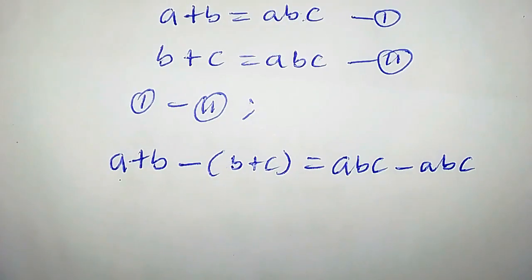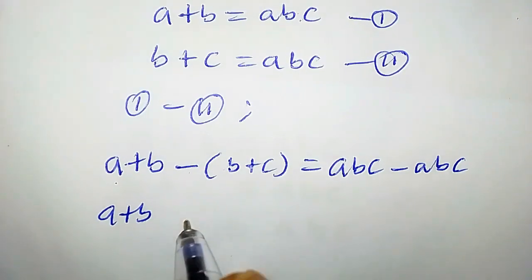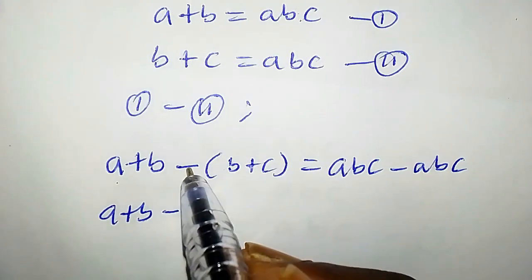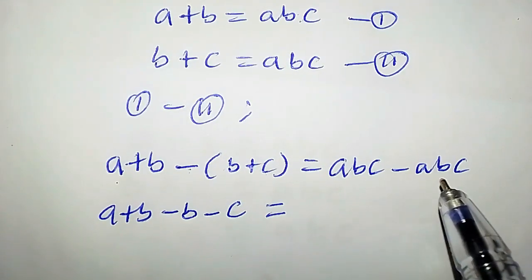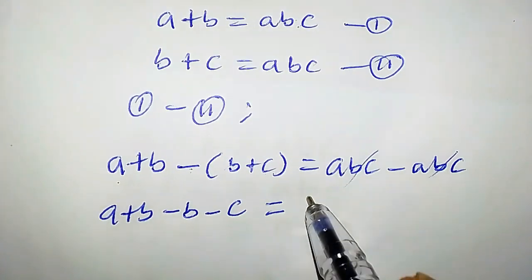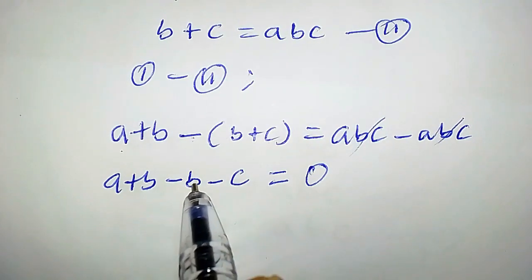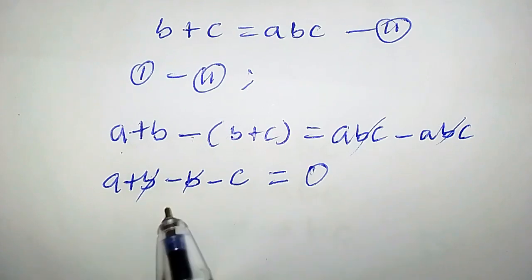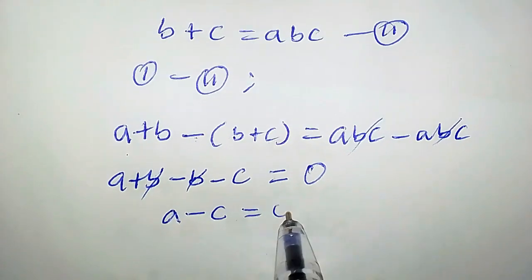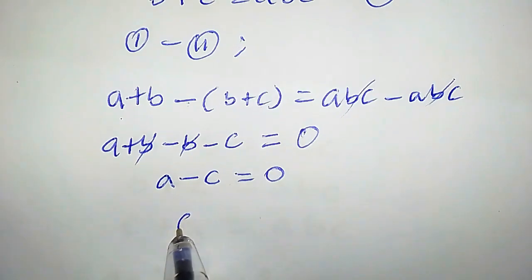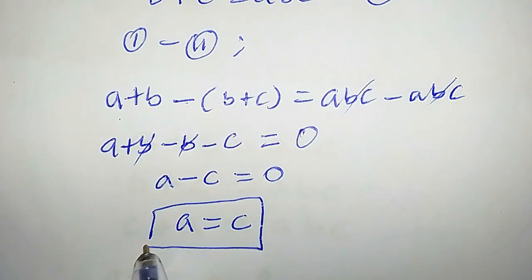So what do we have now? a + b, minus times b is minus b, minus times c is minus c, equals abc minus abc, that is simply 0. Of course, we have some terms that cancel. b and minus b cancel each other, so we are left with a minus c equals 0. So a is equal to c. Let's take note of this.